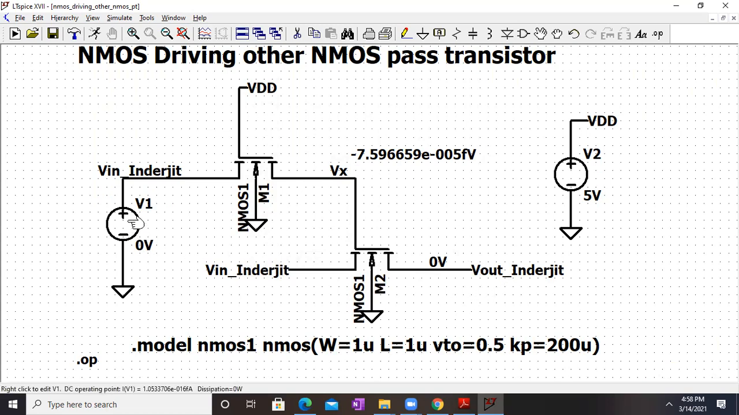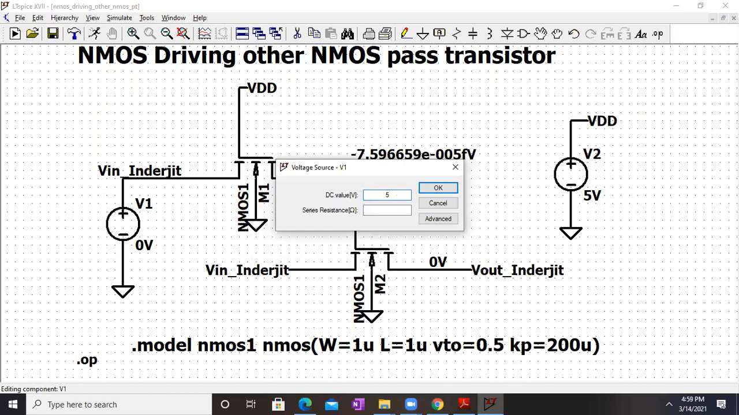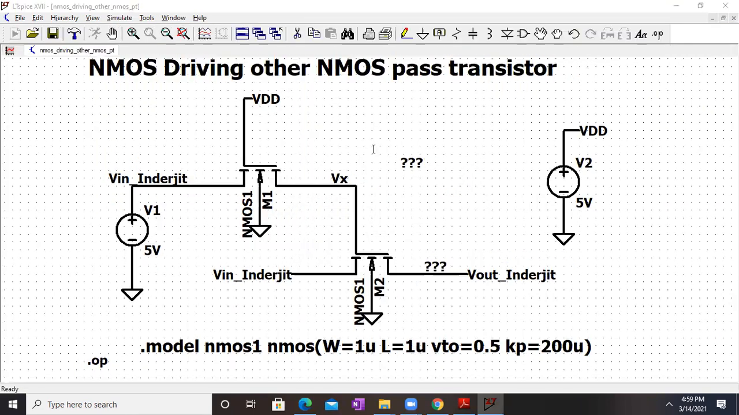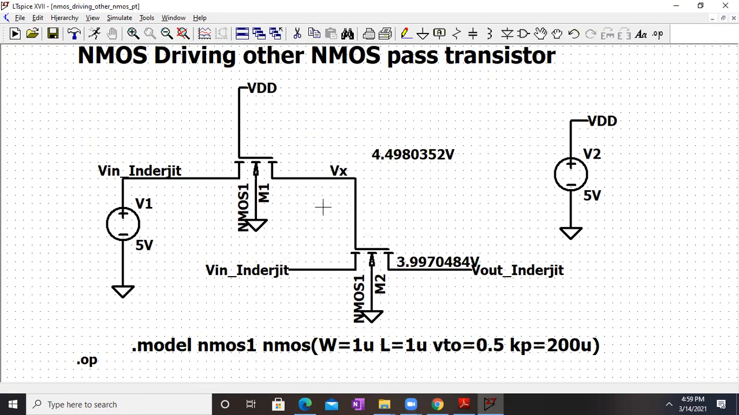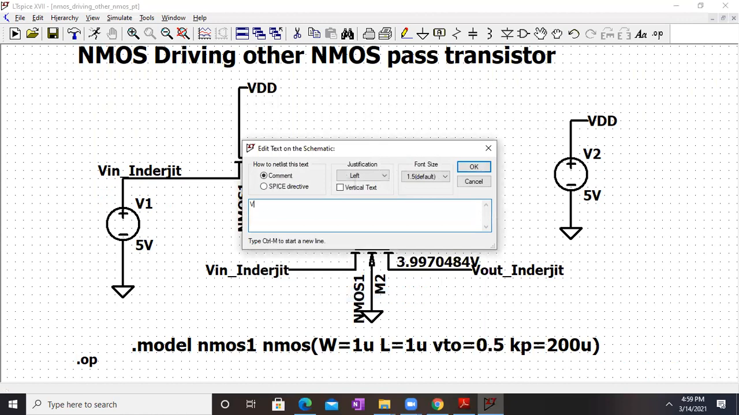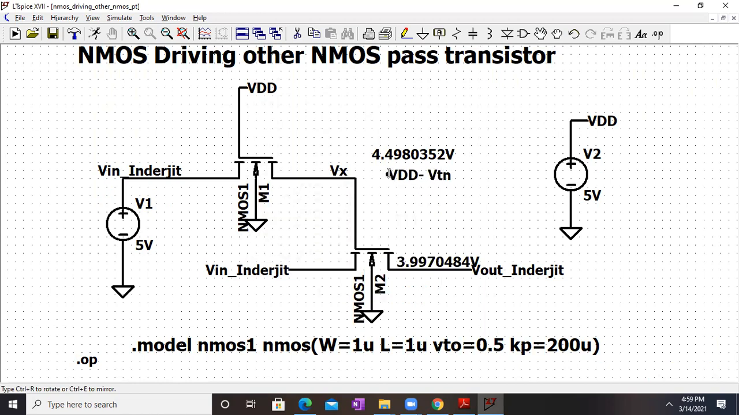Let us see now what will happen when we apply 5 volt. When we apply 5 volt, let us simulate this. We are getting 4.498 at the Vx value, and at the Vout value we are getting 3.99. That means the Vx value is 0.5 volts less compared to VDD. VDD is 5 volt. So this value over here, let me write it. Its value is VDD minus VTN.